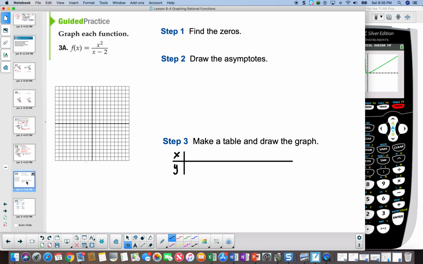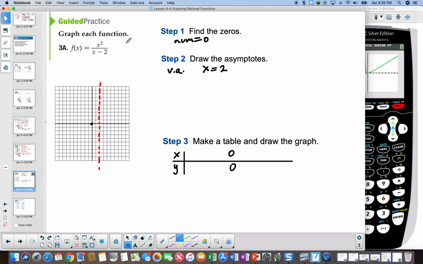All right, let's do it again. Again, find our zeros. So we're going to set the numerator equal to 0. That's going to happen when x is 0, y is going to be 0. So we know it's going to go through the origin. Now we're going to look at the vertical asymptote, and the vertical asymptote will be x is equal to 2, because that's when the denominator equals 0. So we're going to go ahead and draw the vertical asymptote.